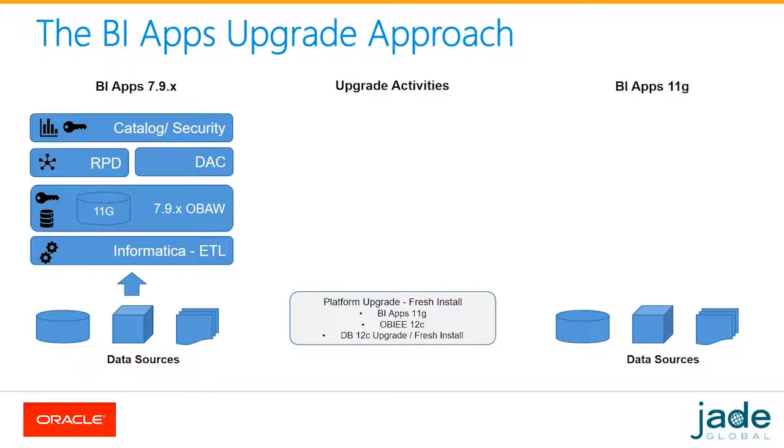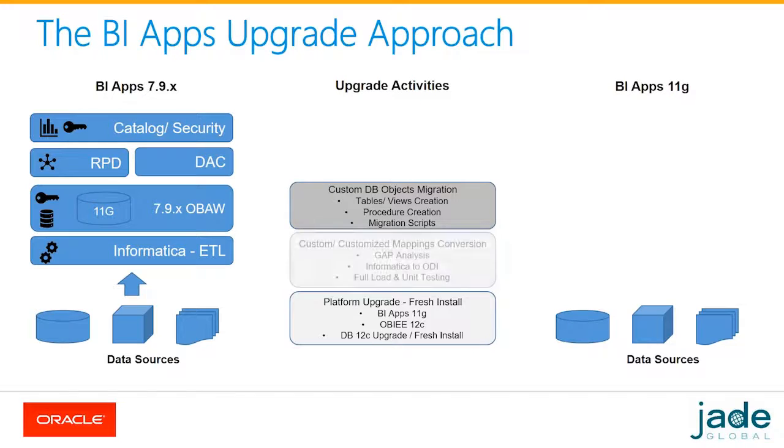As there is no in-place or patch upgrade provided by Oracle for BI apps 11G, we must freshly install BI apps 11G and the required components like ODI, out-of-the-box BI apps, and OBIEE. Then we add custom components like database objects, standalone, and BI apps customized mappings to BI apps 11G. And at this point, Jade's InfatoODI tool adds value by accelerating the conversion.